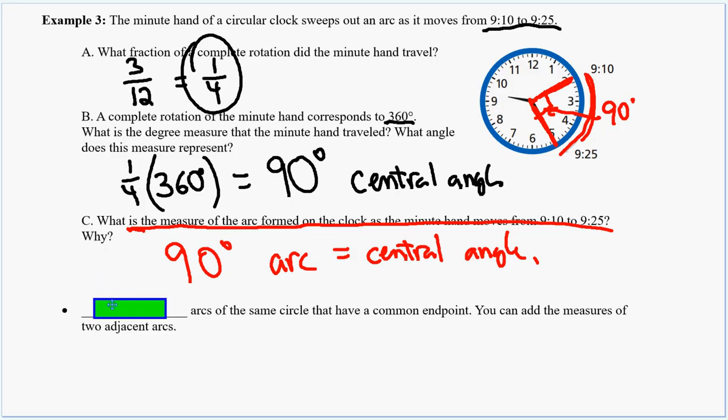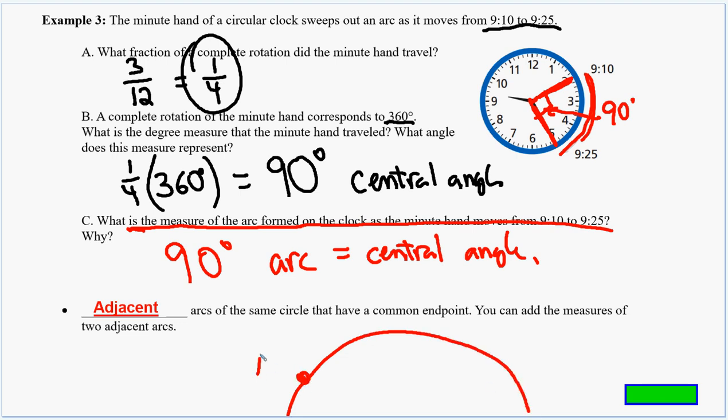Our last little vocab thing here. Adjacent arcs are of the same circle and have a common end point. Like if this is the edge of a circle, and this is A, and this is B, and this is C, arc AB and arc BC are adjacent. They share the end point B. So much like we had segment addition, we could have arc addition.